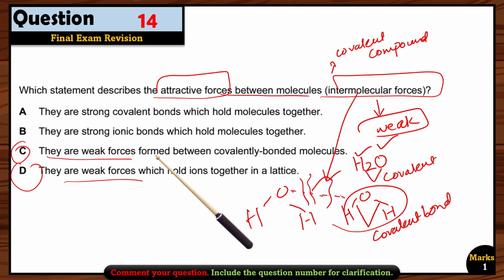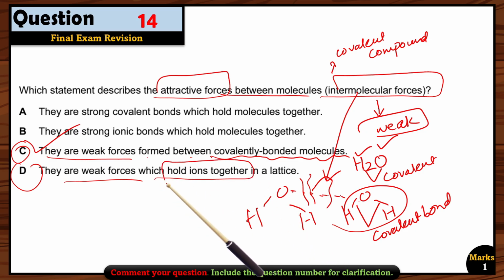So which option is right? They are weak forces formed between covalently bonded molecules. So it means option C is the right option. They are weak forces that hold ions together. No, that's wrong. Okay, they are not present in the ionic compound. So option C is the right option.